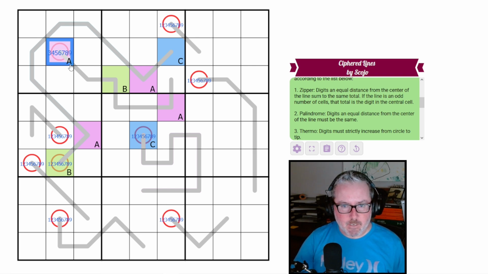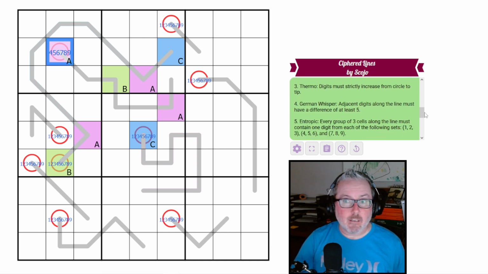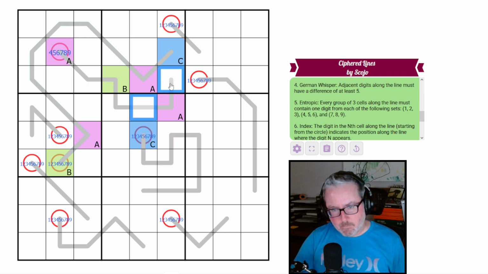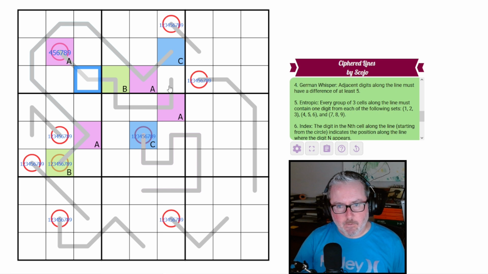3 is thermos. If this is a 3, 4, 5, 6, 7, 8, 9 could work. Oh, except for the fact that this would be a 3. That can't work. Let's see the obvious here. German whisper. So that could work, because this could be a 4 with a 9. Oh, but then this would be a 4 with 2 9s. Therefore, we'd have 2 9s in the same row. This can't be a 4.